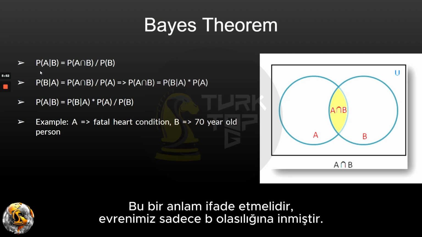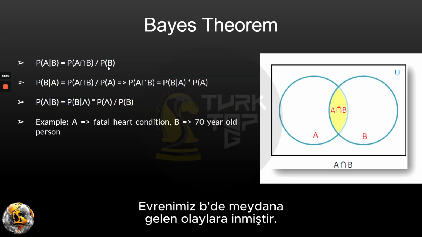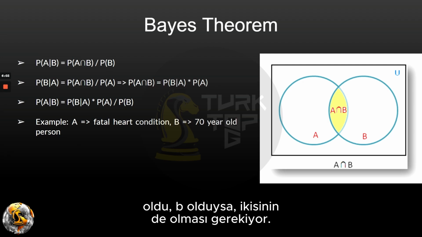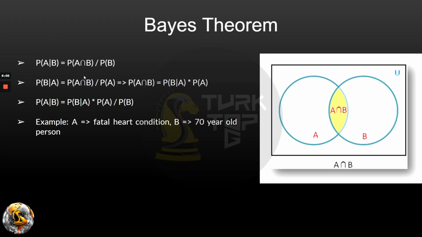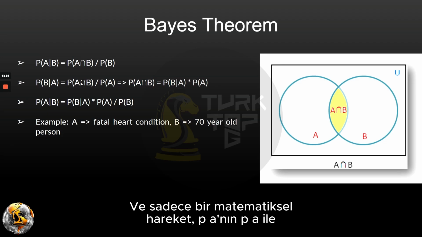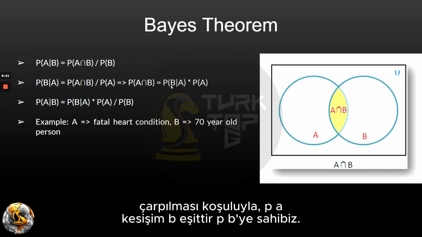This should make intuitive sense. Our universe went down to just the probability of B, right? Our universe went down to the events happening in B, and then what we're trying to calculate is A happened, given that B happened, so both of them have to happen, so that's in the numerator. Now similarly, probability of B given A would be P(A intersection B) divided by P(A). And just some mathematical movement, we have P(A intersection B) equals P(B given A) multiplied by P(A).